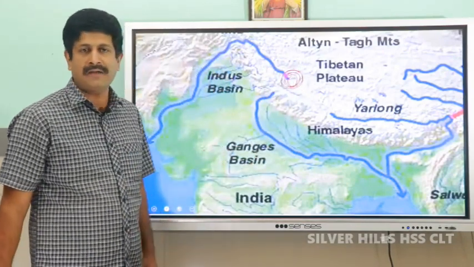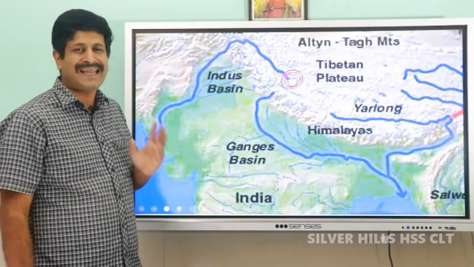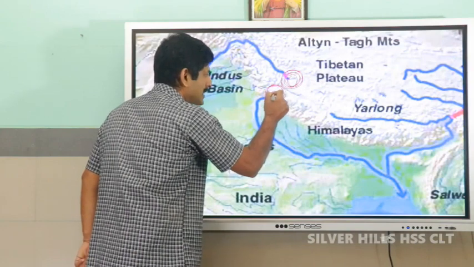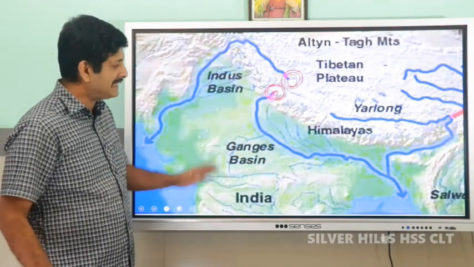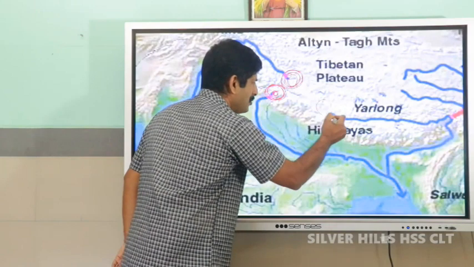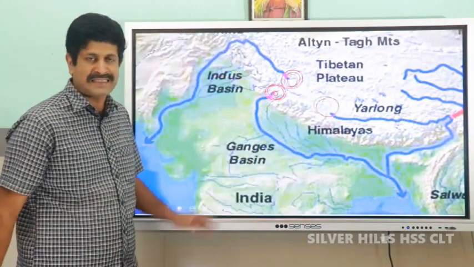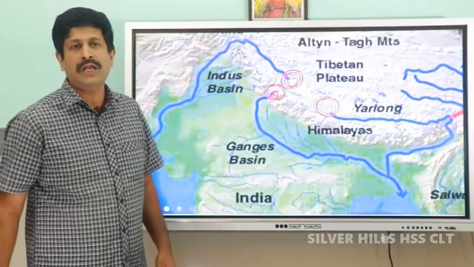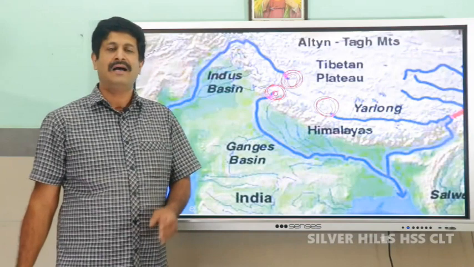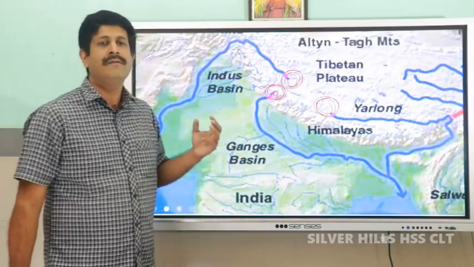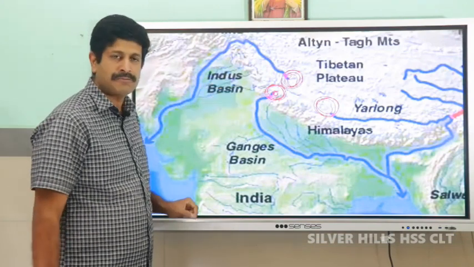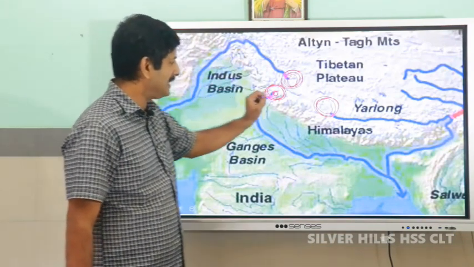The second important river of India, the Ganges, starts from the Gomukh caves. This is the origination point. And the third one is the Brahmaputra, which originates from the Chemayungdung glacier. These are the important three rivers: Indus from Manasarovar, Ganges from the Gangotri glacier, and the third one, Brahmaputra, from Chemayungdung.